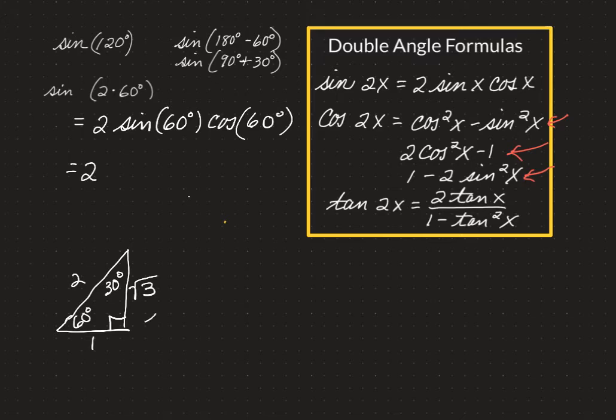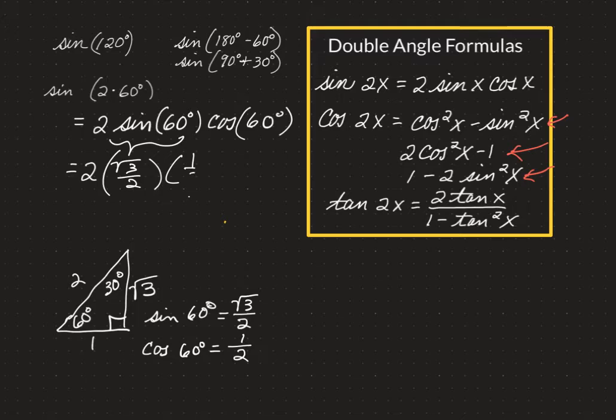The sine of 60 degrees, according to this triangle, is equal to the opposite, square root of 3, over the hypotenuse, 2. And the cosine of 60 degrees is equal to the adjacent side over the hypotenuse. So now we have the values that we need. The sine of 60 degrees equals the square root of 3 over 2. The cosine of 60 degrees equals 1 over 2. So the sine of 120, which is equal to the sine of 2 times 60 degrees, is equal to the square root of 3 over 2. And that was example 1.